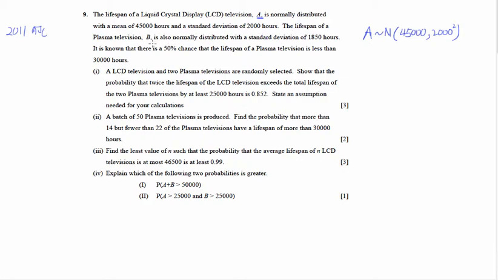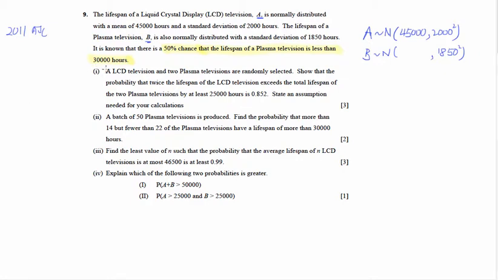Alright, plasma TV B is also normally distributed. So the mean is, oh, interesting, they don't tell us the mean, but they tell us the standard deviation. So the standard deviation is 1,850. Okay, and what's the mean? So it tells us here that there is a 50% chance that the lifespan of B is less than 30,000.